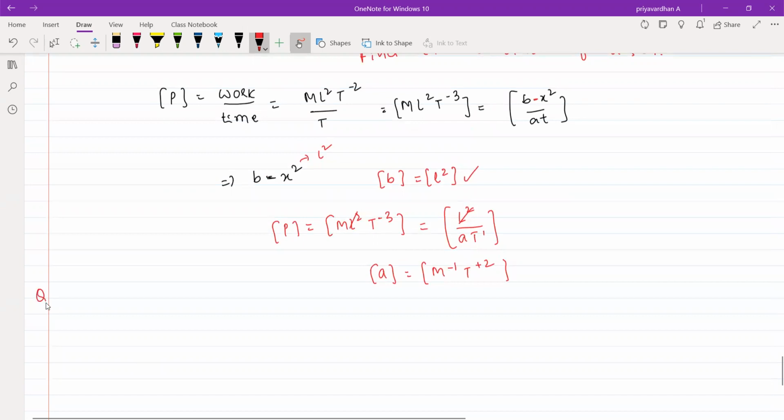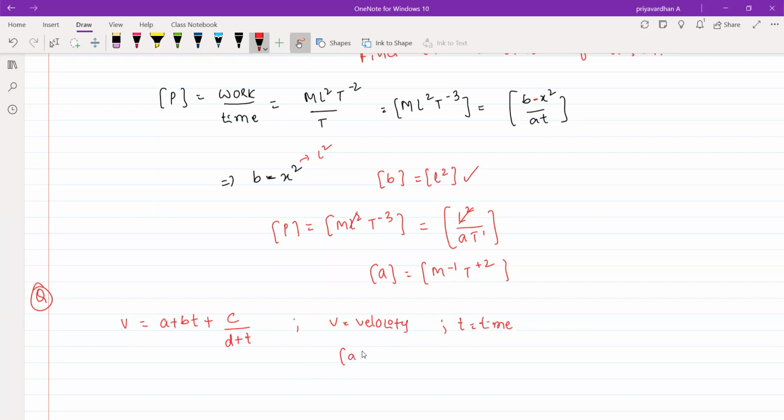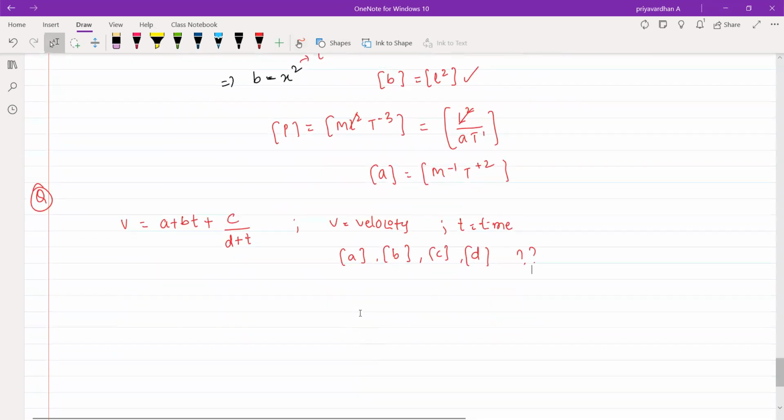Let us go with the next sum. We'll have a nice amount of problem solving. Now assume that the velocity of the particle is given. Assume v is nothing but some a plus bt plus c by d plus t. Here v is velocity and t is nothing but time taken. Now what are the dimensions of a, b, c and d? That is the question. You don't need to think much about it. Use a fact. Okay, let me see. I'll give you 15 seconds for this.